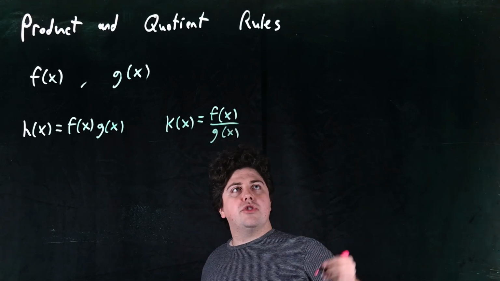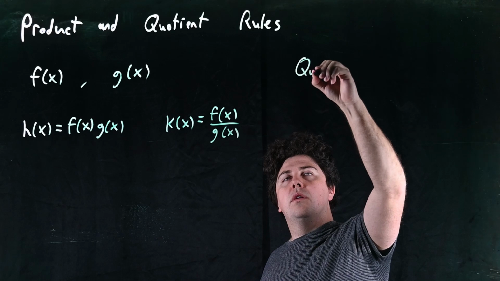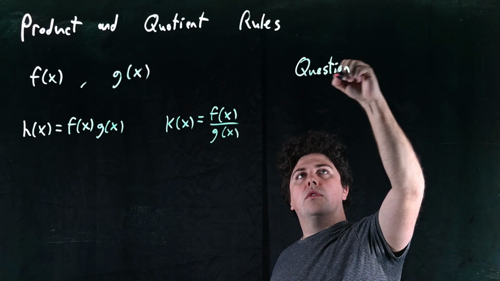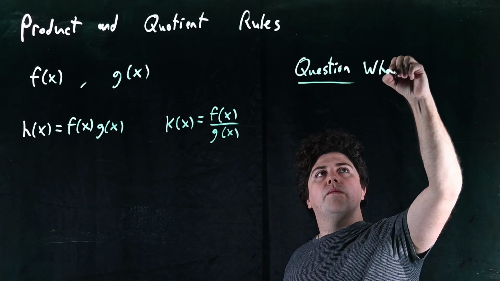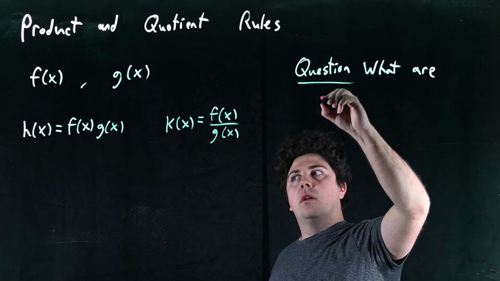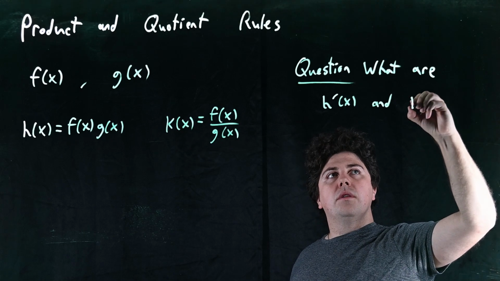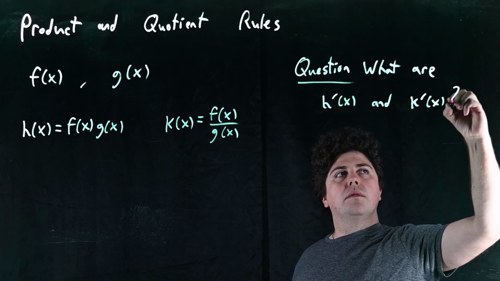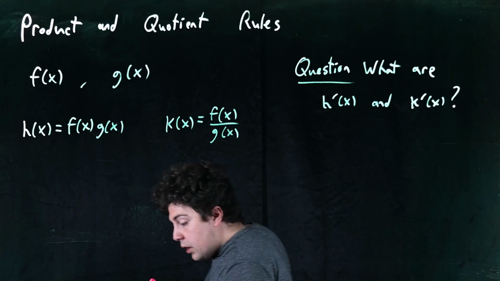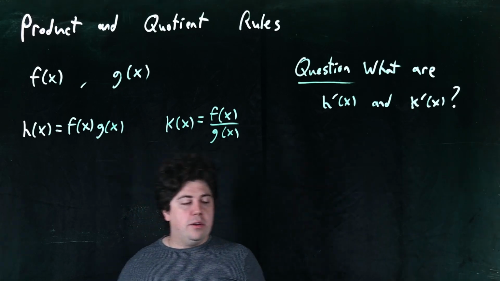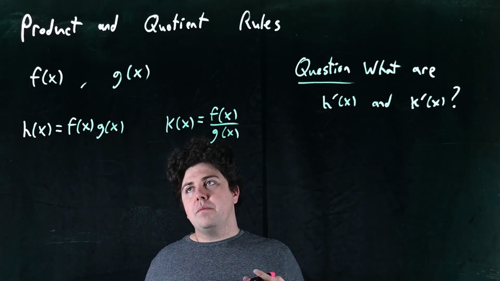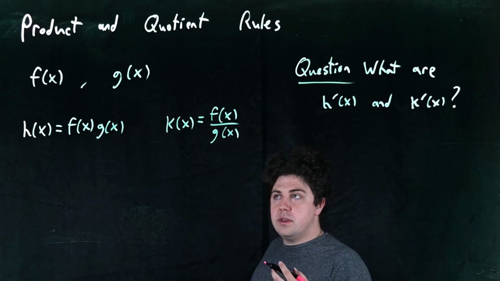So a natural question, I'll write it over here. Question: what are h prime of x and k prime of x? Now, you may note that I'm not drawing a picture here. And why am I not drawing a picture here? Because frankly, a picture wouldn't help.